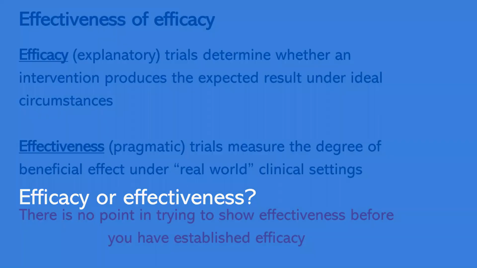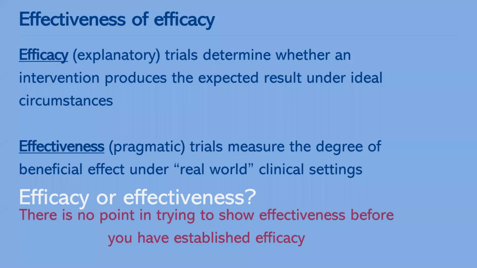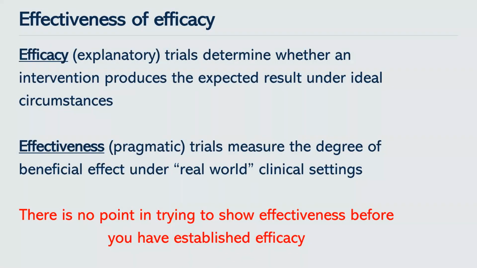So I'd now like to talk about efficacy and effectiveness. Efficacy or explanatory trials determine whether an intervention produces the expected result under ideal circumstances. Effectiveness or pragmatic trials measure the degree of beneficial effect under real-world clinical settings. And I would argue that there's no point in trying to show effectiveness before you have established efficacy.